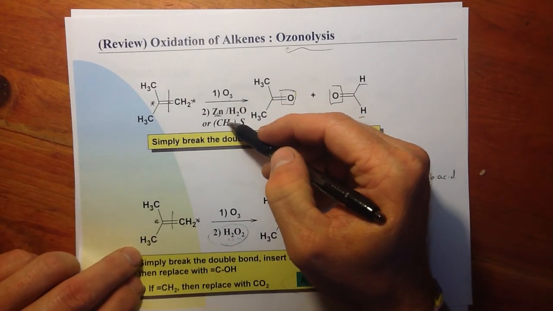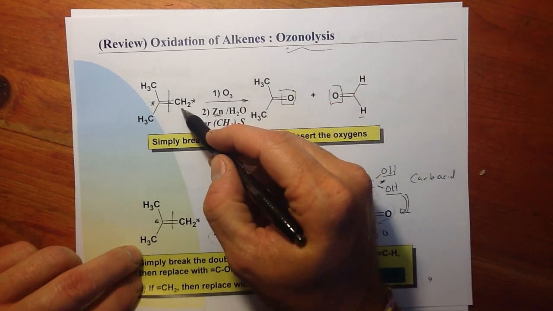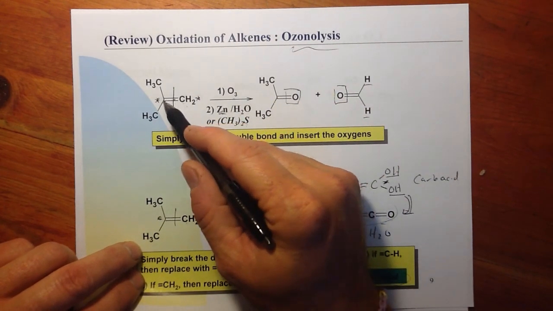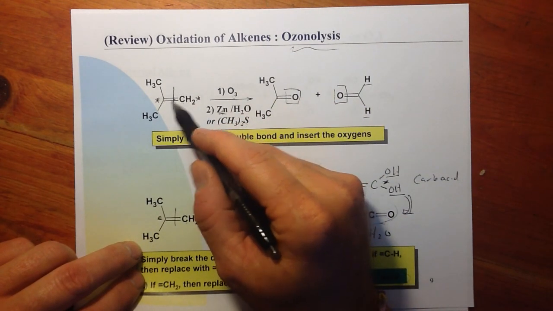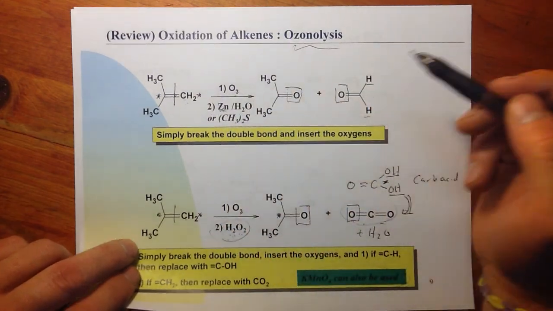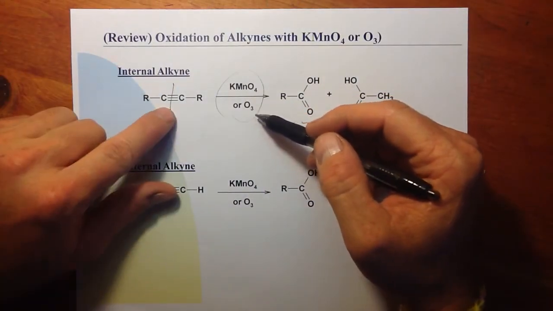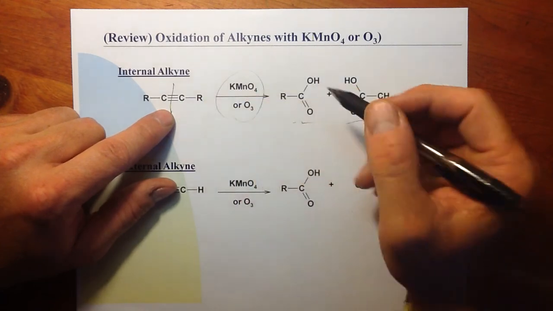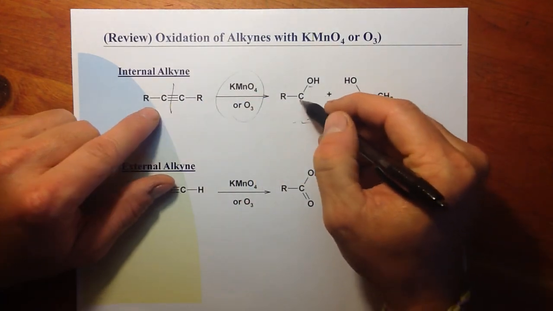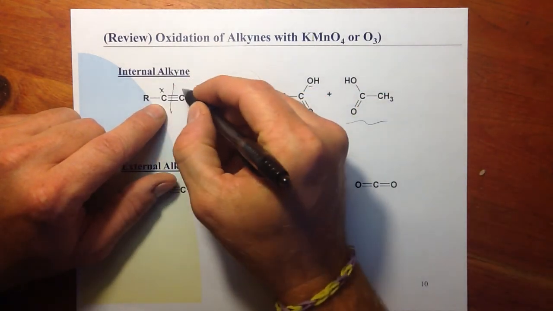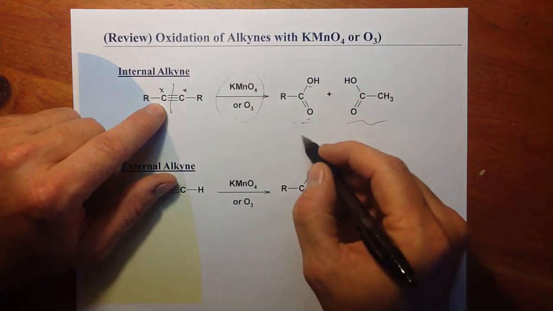look at the second part to determine what happens to those C-H bonds that were off the carbon in the multiple bond. That's only for alkenes. We don't have to worry about that with alkynes. You simply break that triple bond and put as many oxygens on that carbon as you possibly can. So we make two carboxylic acids.